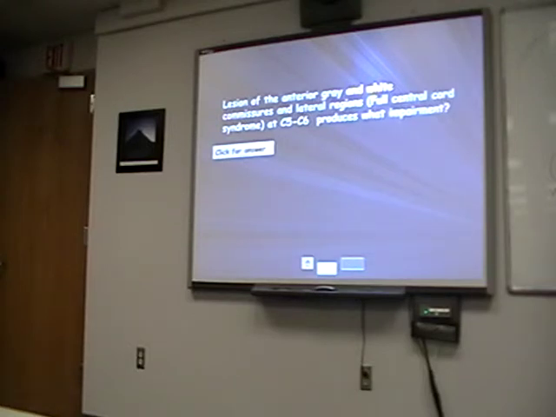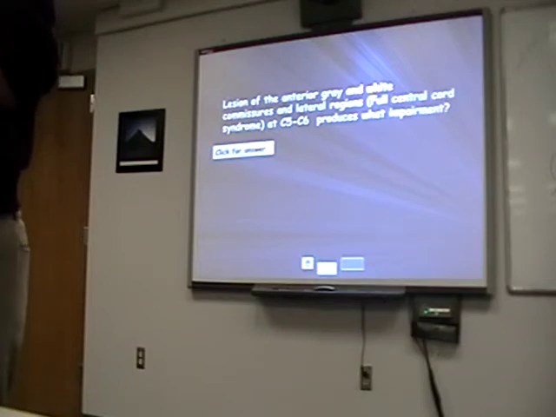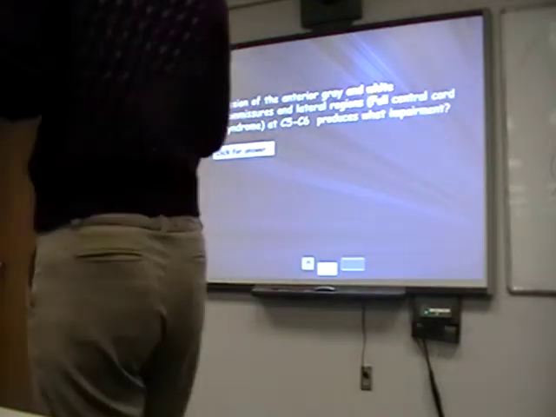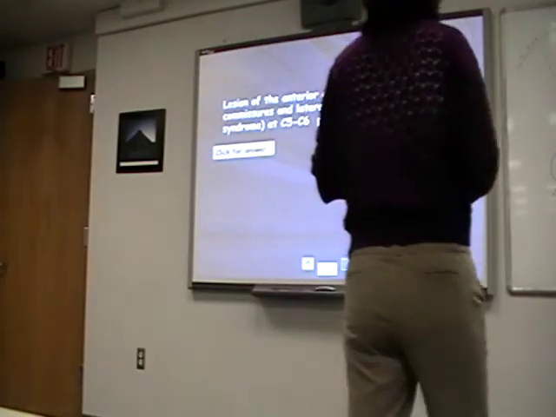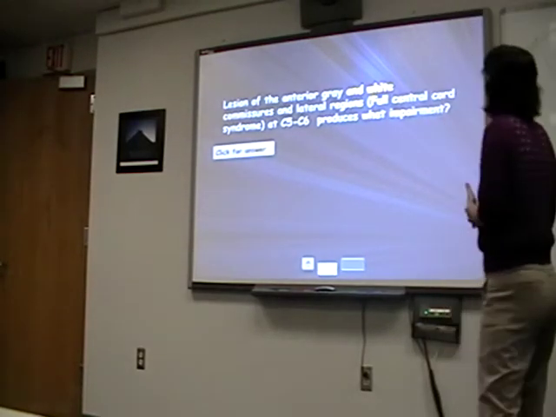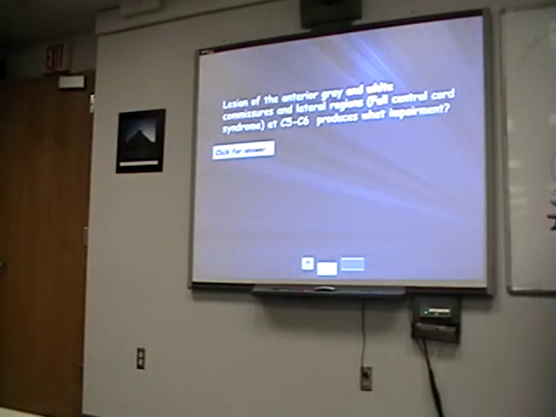Okay? So now our central cord syndrome has expanded. Now we have full central cord. So it's gone beyond the anterior gray and white commissures, and it's gone into the regions lateral to that. So what would happen?